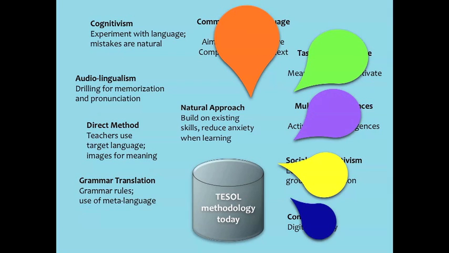Now the orange drop. This method became popular in the 1970s and is still popular today. What's this? Communicative language teaching values successful communication in different contexts. The bright green drop covers a method that also prioritizes communication. Can you remember this one?